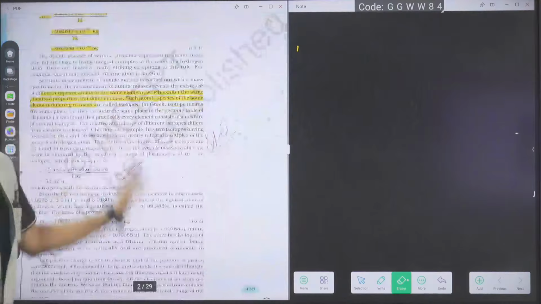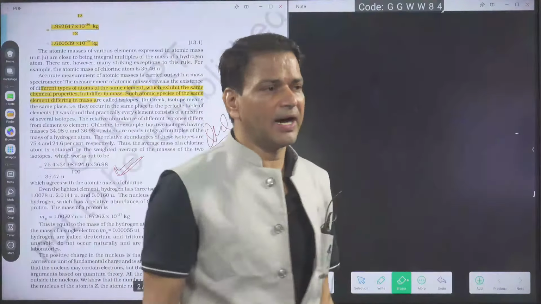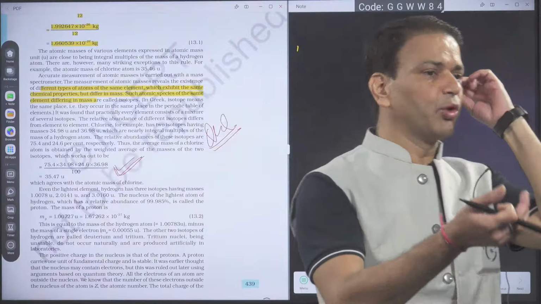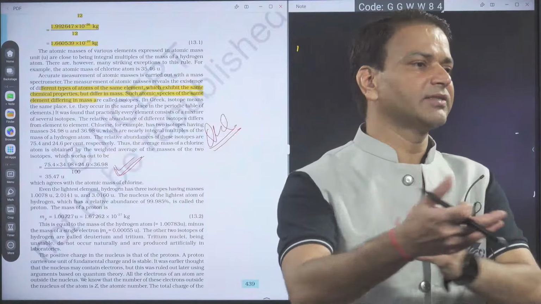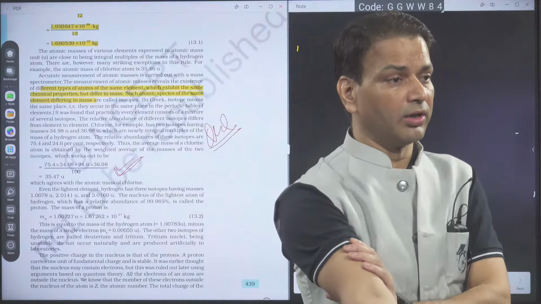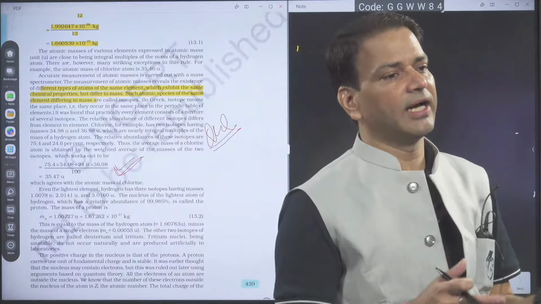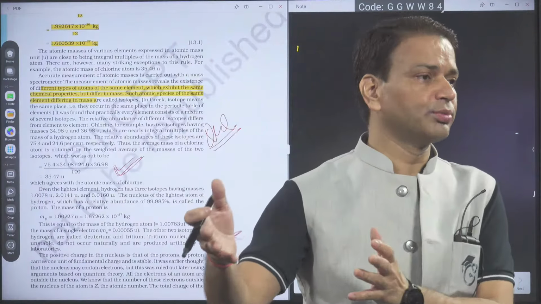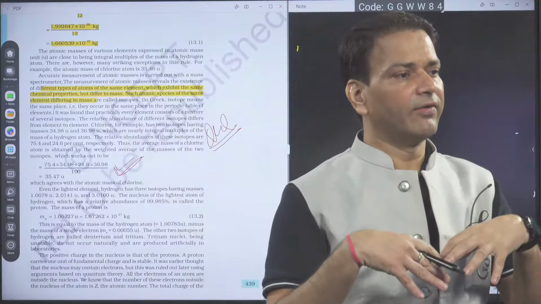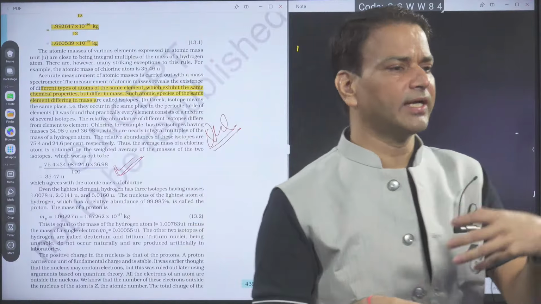Like chlorine, the atomic mass is 35.5. Mass number is basically the number of neutrons and protons. But why is it coming in decimal? Due to the fact that in the atmosphere, different isotopes are present. When we find their average for all the isotopes, then we get the decimal.